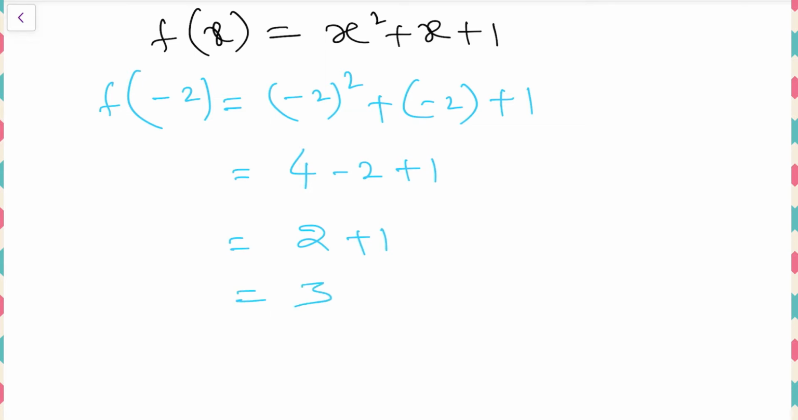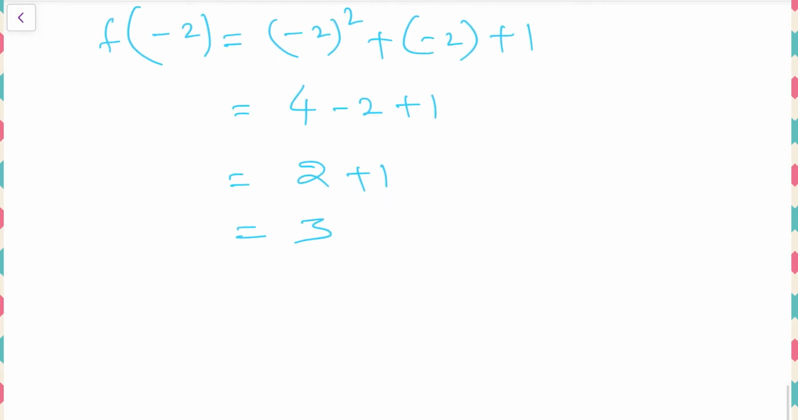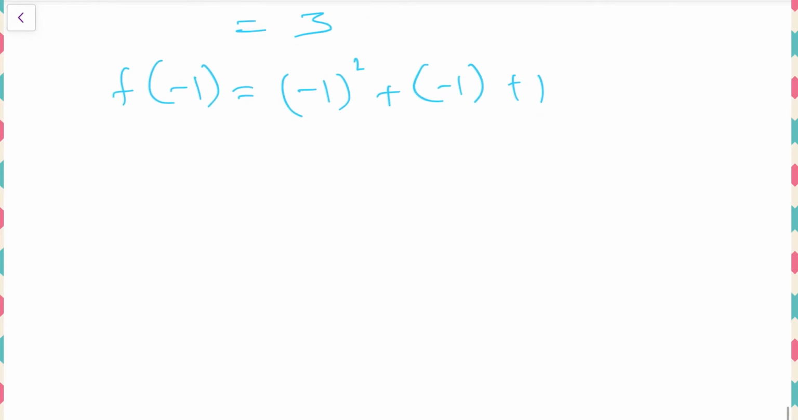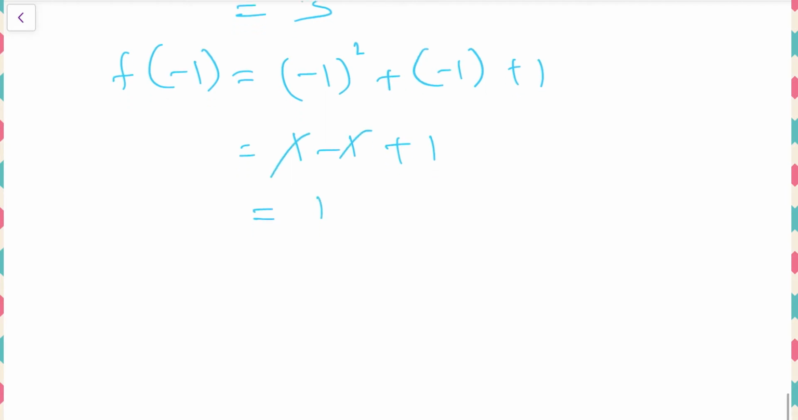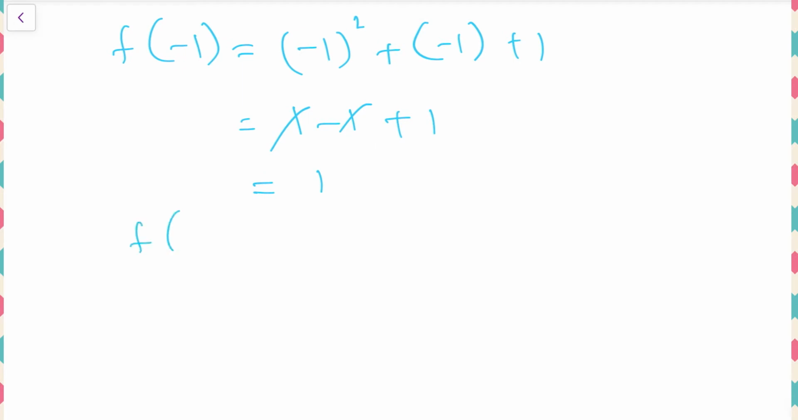Next, I am going to substitute -1. F of -1 is equals to (-1) whole square plus -1 plus 1. (-1) whole square is plus 1, plus -1, plus 1. 1 minus 1 cancel, so we remain with 1. Next I am going to substitute 0. F of 0 is equals to 0 square plus 0 plus 1. 0 doesn't have any value, so we will get the answer as 1.